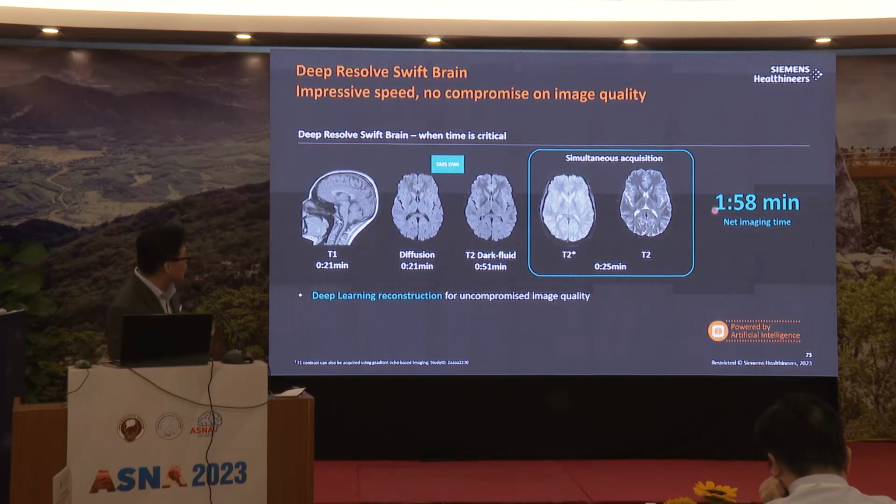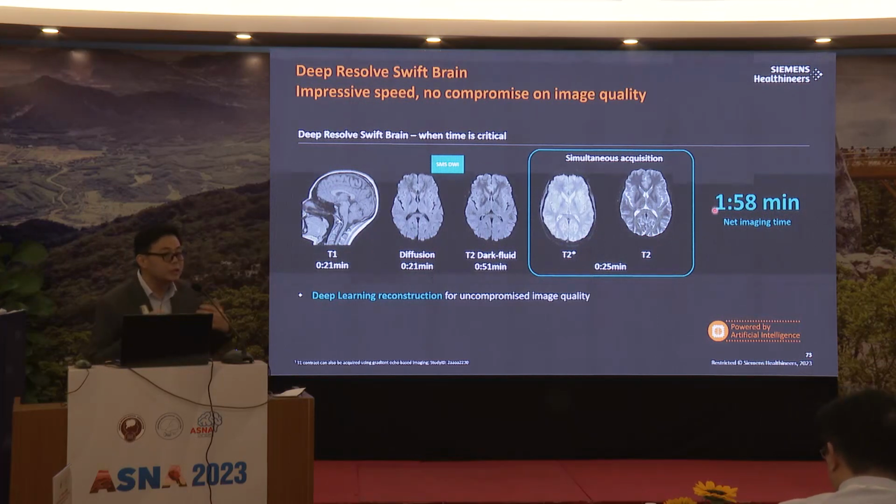First of all, a deep learning reconstruction algorithm has made the image quality comparable to the standard sequence. So here in the T2 dark fluid, as well as the T2 sequence with T2 and T2 star, two contrasts in one sequence. Basically, the deep learning reconstruction gives us a high level of denoising to achieve this speed.